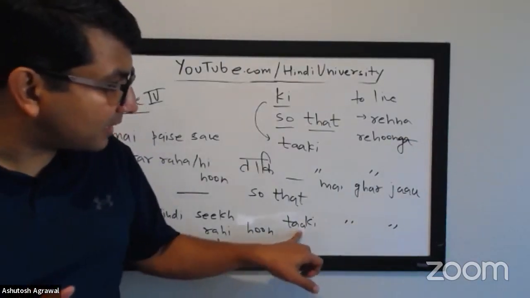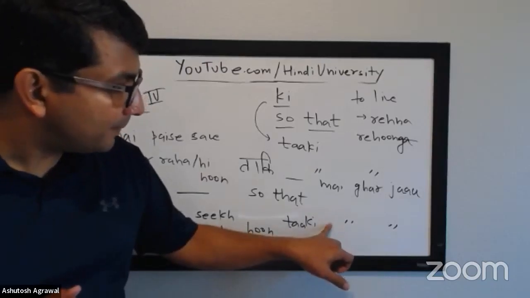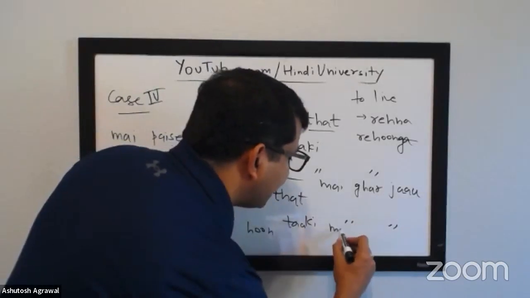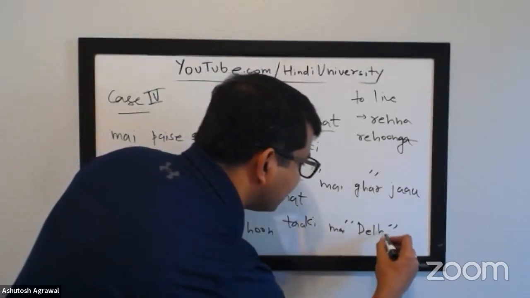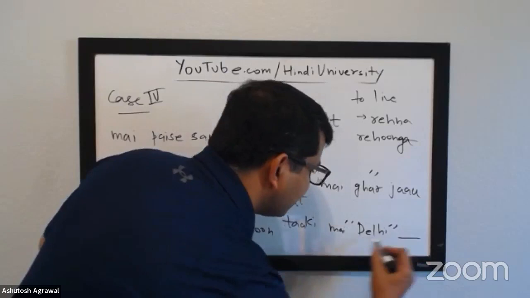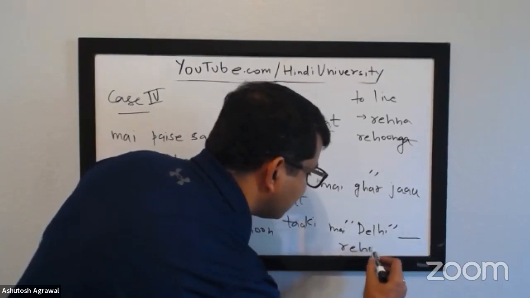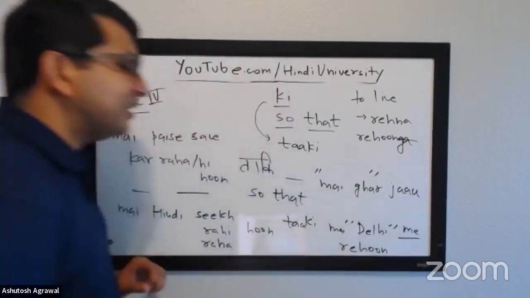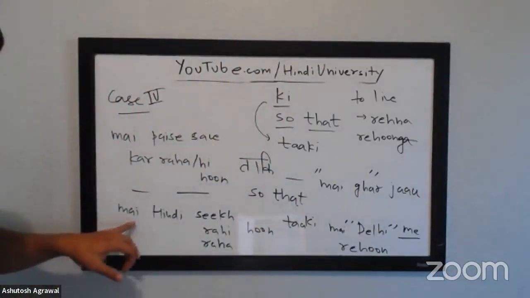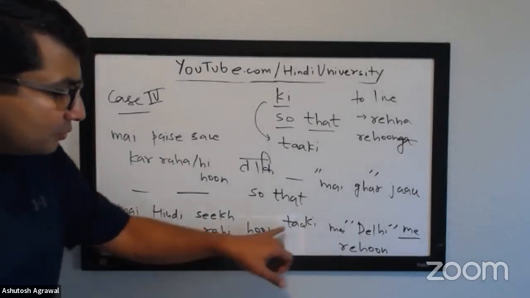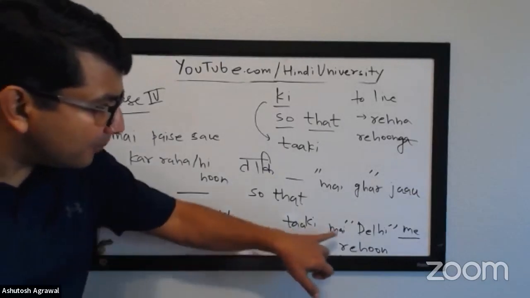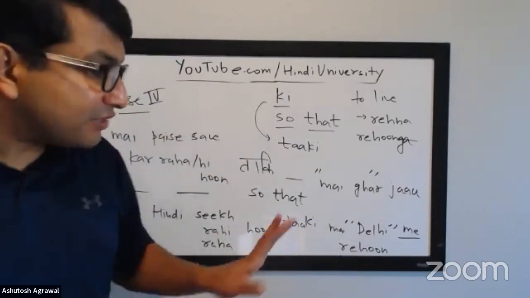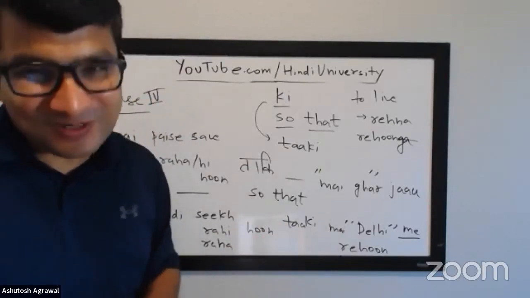ताकि, ठीक है. ताकि मैं दिल्ली रहूं. Very good. Delhi, and then a postposition. Which postposition? ताकि मैं दिल्ली में रहूं. Very good. मैं हिंदी सीख रहा हूं और रही हूं, so that, ताकि मैं दिल्ली में रहूं. Okay. A long sentence. It's a long sentence for sure, right?